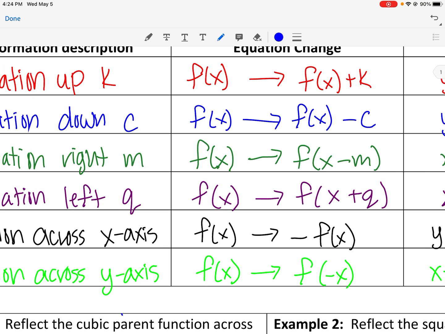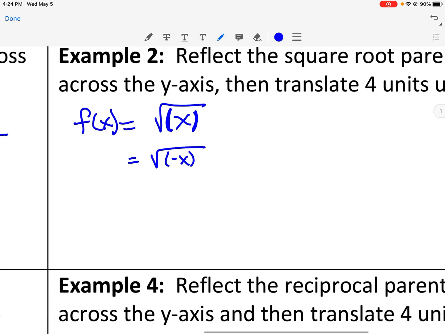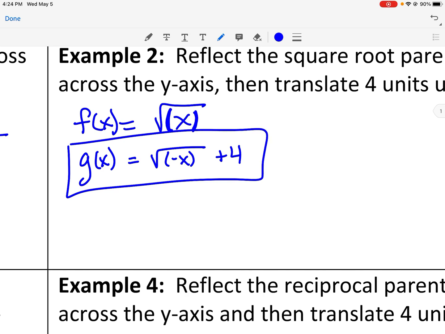It means I'm just going to be adding 4 to the end of my function. So we just take our function, add 4 to the end, and there we go. We've done all of our transformations. This is a new function, so I'm going to rename it. And there's my final answer.